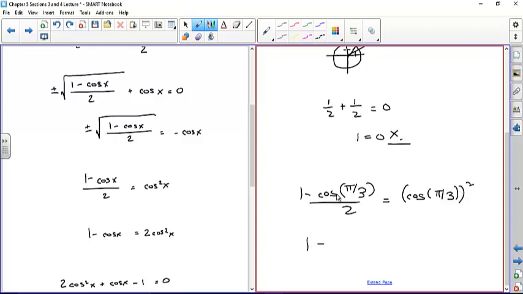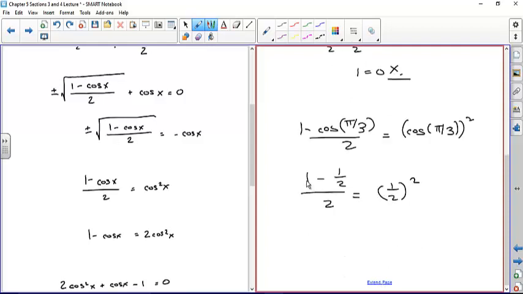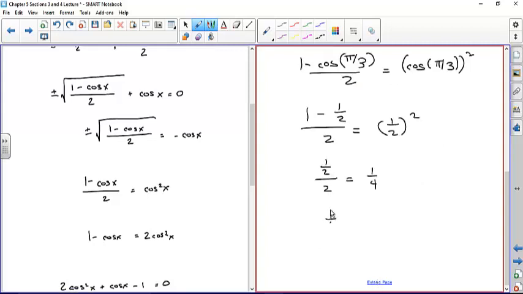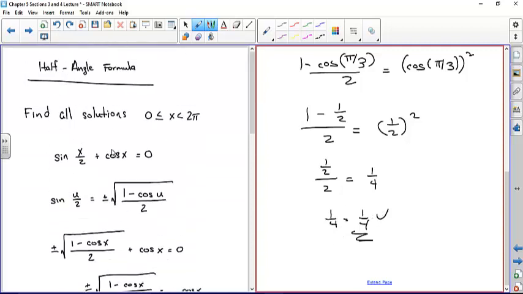So the cosine of pi over 3 is a half. Here I get 1 minus a half, which is a half, divided by 2. Here I get half squared, which is a fourth. And a half divided by 2 is a fourth, equals a fourth. Yes, it does. Okay, you can see after I squared the thing, pi over 3 is a solution. But in the original equation, it doesn't work. So that's pretty interesting.